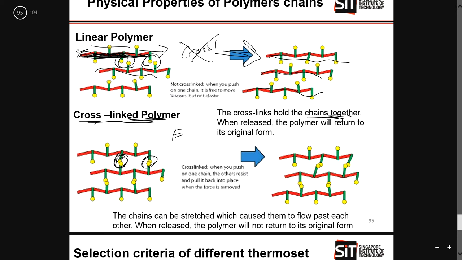So they are somewhat elastic, because the chain can be stretched, causing them to flow past each other. When released, the polymer will not return to its original form. Oh great, it's not elastic. But anyway, it's somewhat like a good bond to a certain extent, if I remember correctly.